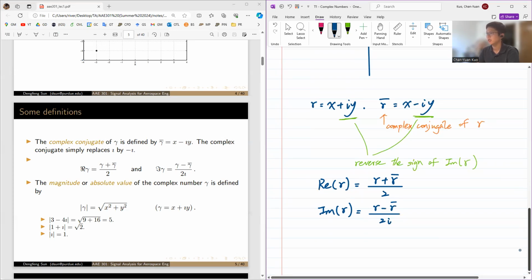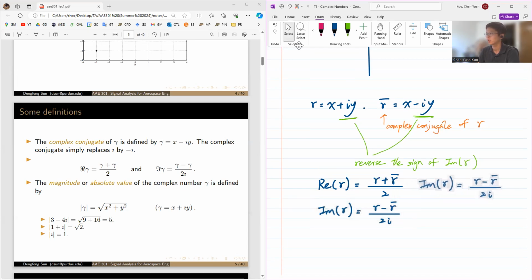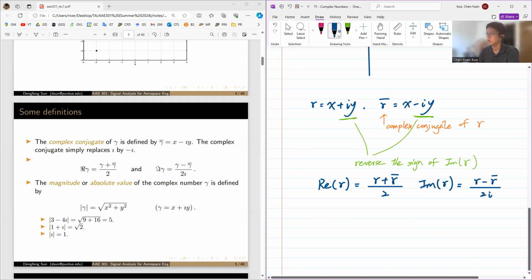So now let's see why these two expressions work. Let's take a look at the first one, how we can compute the real part of the complex number. Here we have gamma plus the complex conjugate of gamma, divided by 2. To see why this works, let's substitute gamma equals x plus iy, and the complex conjugate of gamma equals x minus iy, into this expression.